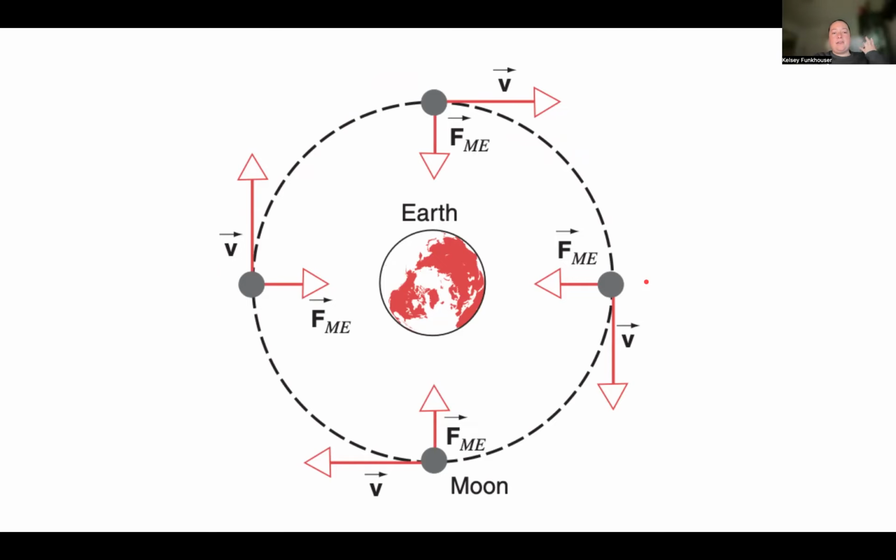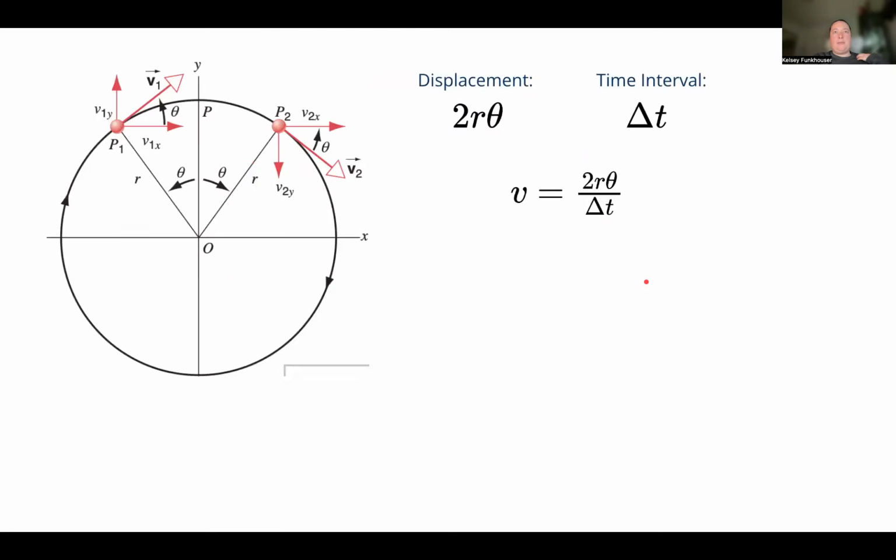Okay, now let's look at the relationship between some of these variables. We start with a particle moving in a circle, and we have two snapshots of the particle at two different positions, P1 and P2. We have the velocity vector at each point. The magnitude of these velocity vectors is the same, but their direction is different. To move from position 1 to position 2, the particle travels a distance of 2 r theta, which is the arc length here.